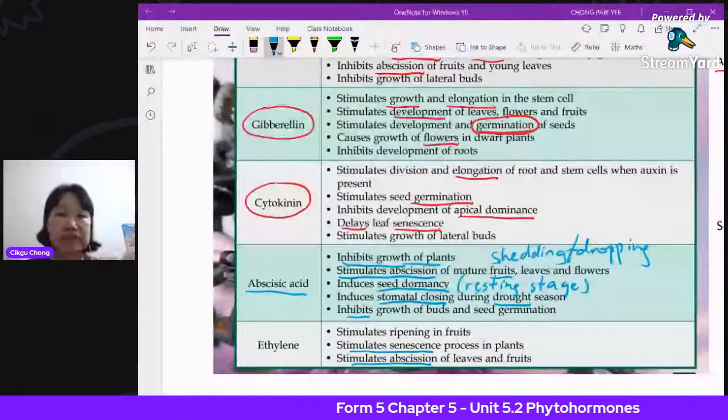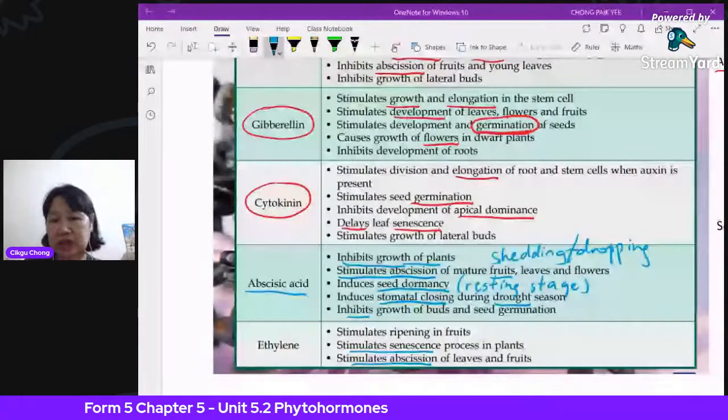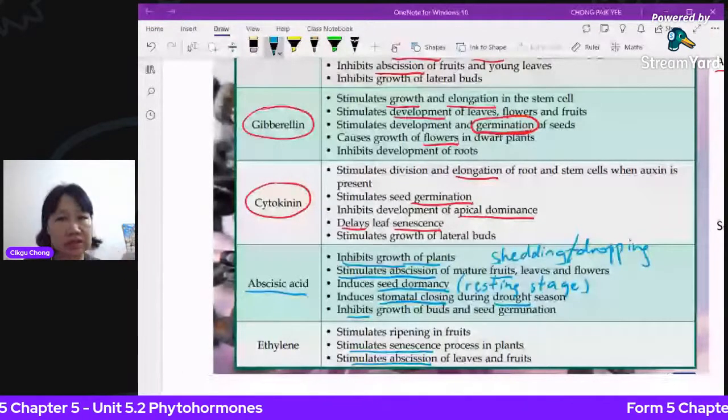Okay, so it inhibits the growth of buds and also seed germination. It will not make the seed. Okay, it's the opposite of the auxin just now. Okay, now this is important.